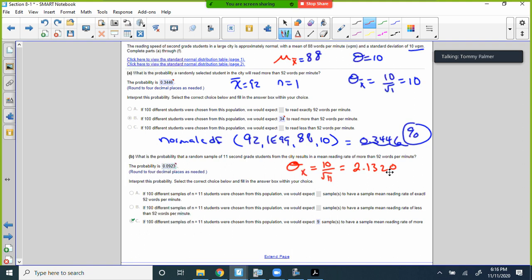Is going to be 2.1320. Now, we need to finish the sentence because we need to find out what our X bar is. So we got our N is equal to 11, right? Second grade students from the city result in a mean reading of more than 92. More than 92, so we know it's above 92. 92 is going to be the lower limit, right?